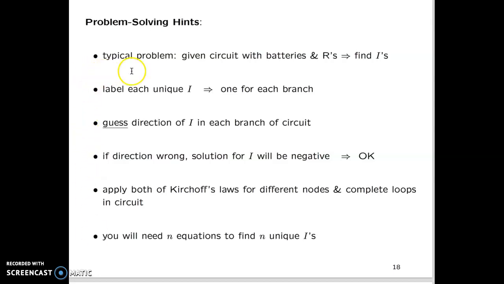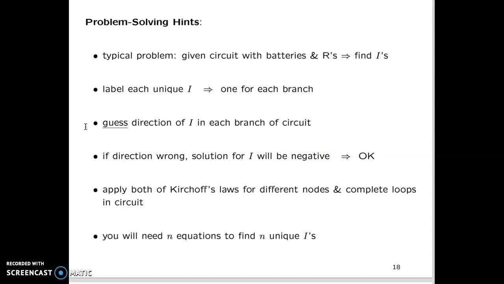So in a typical problem, you're given a circuit with batteries, often more than one battery, and resistors, R's, and you want to find the currents through every single branch of the circuit, through every resistor, and maybe through every battery. What you're going to do is label each unique current, and there will be one for each branch. You often have no idea what direction the current is flowing in any given branch. So what you do is you make a guess.